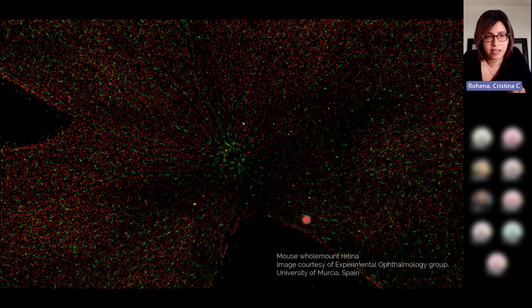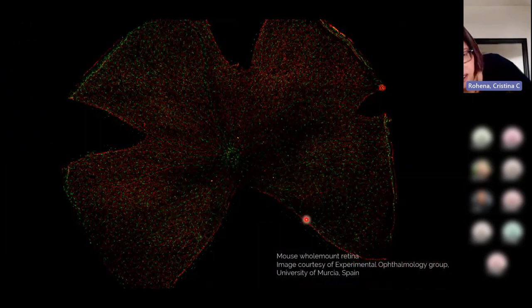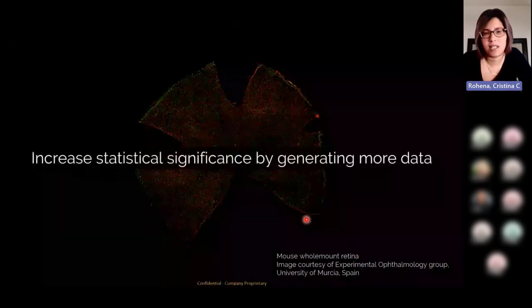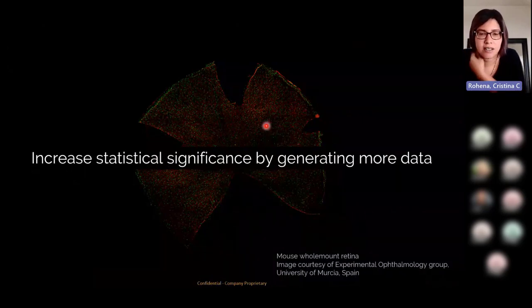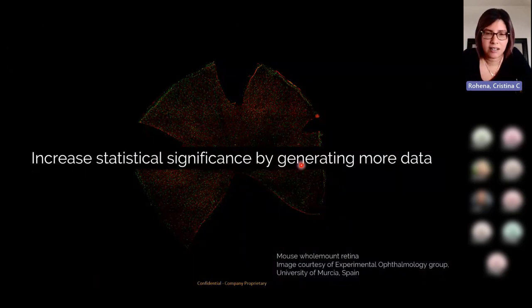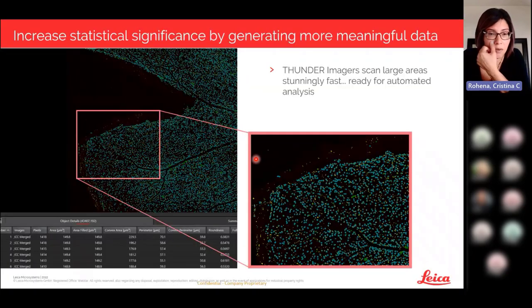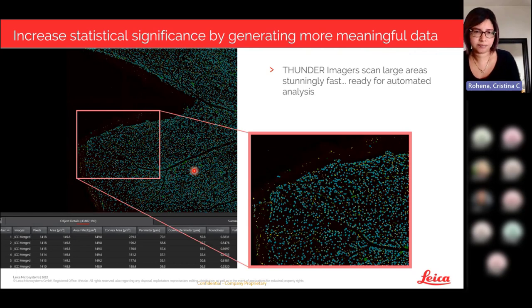Thereby, you are increasing your statistical significance by generating more data. This is also illustrated by the image in the background here. This is a mouse whole mount retina, and by scanning it with our Widefield systems, you're able to do this incredibly fast, process them with Thunder, and then they are ready for automated analysis, allowing you to generate much more meaningful data.